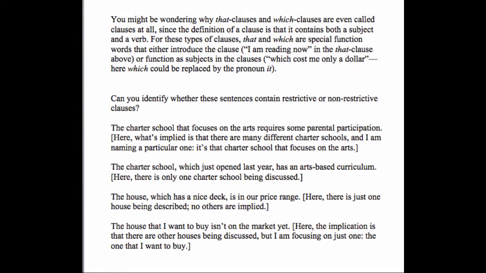All right, so second to the last part here. I have a few sentences below, and I'm wondering if you can do two things. Identify where you see that clauses, and can you tell me whether those are restrictive or non-restrictive clauses, and also identify where you see which clauses. And again, apply that same thought process to them. Ask yourself whether they are restrictive or non-restrictive clauses.